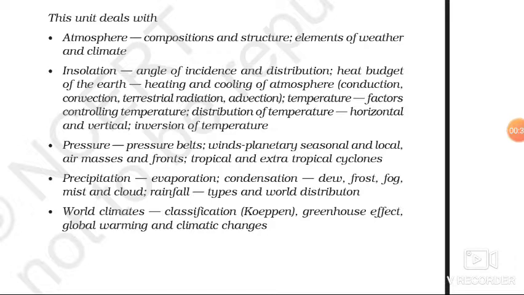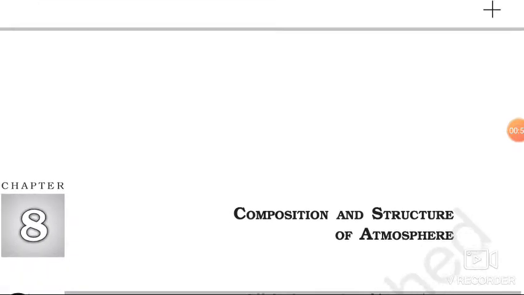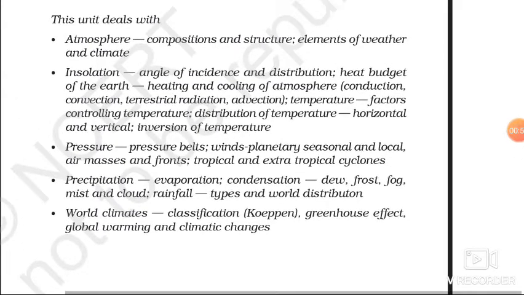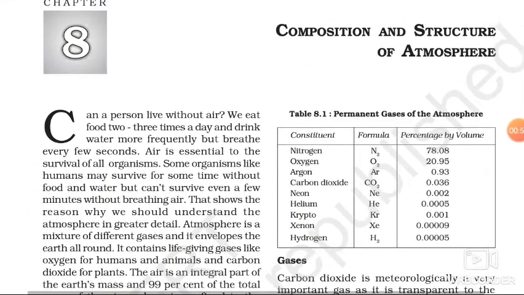So we will discuss the whole pattern of the climate, the whole pattern of the rainfall, how the fronts will form, what the Köppen classification of the climates is, and the greenhouse effect. In this unit, we will describe all these things. First of all, this unit basically deals with the atmosphere. So let us discuss the composition and structure, and the elements of weather and climate. So let's begin with this.